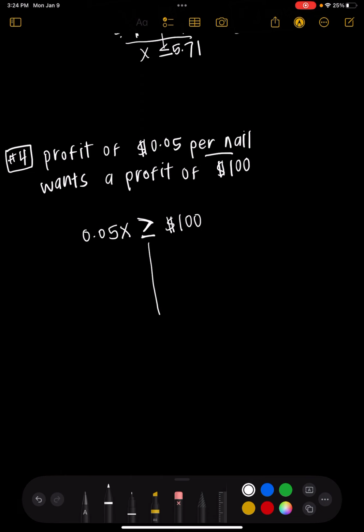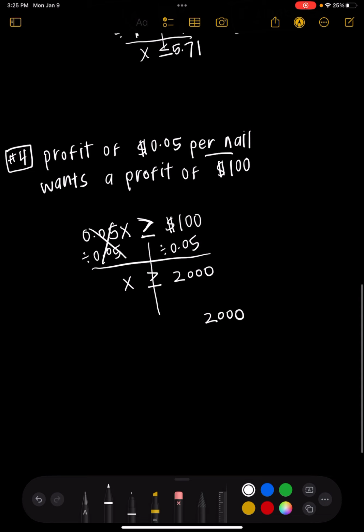Now we just solve. So to solve, we're going to divide each side by 0.05. The 0.05s cancel out right here, so we have x. It's greater than or equal to 100 divided by 0.05, which gives me 2,000. So x has to be greater than or equal to 2,000. Because it's that or equal to part, we can just say it's 2,000, because if I sold 2,000 nails, I would make a profit of $100. I don't want to sell anything less than 2,000 nails, but I could sell more than 2,000 nails or equal to 2,000 nails.